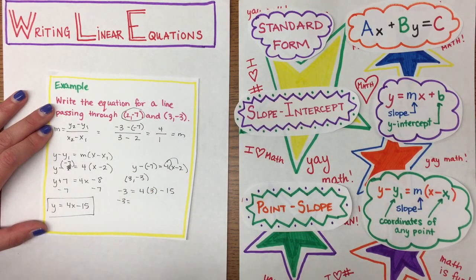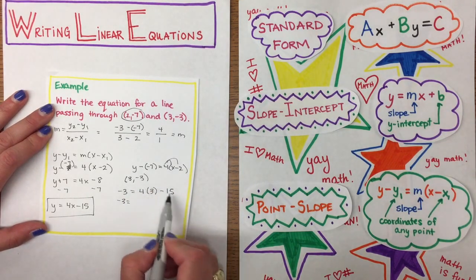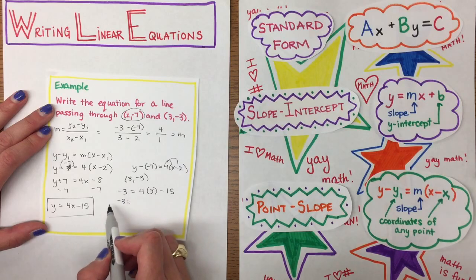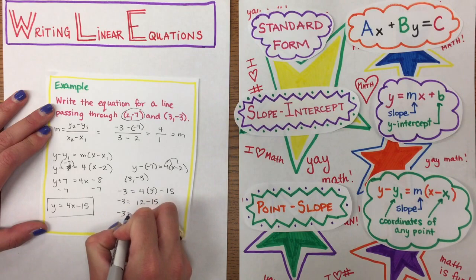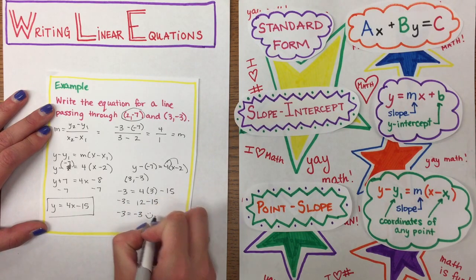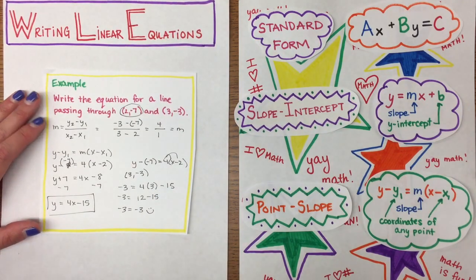When we're checking, we don't want to mix things from side to side. I want to keep everything that's on the right on the right and everything that's on the left on the left. 12 minus 15, -3 is equal to -3. That is a true statement. This equation checks out.